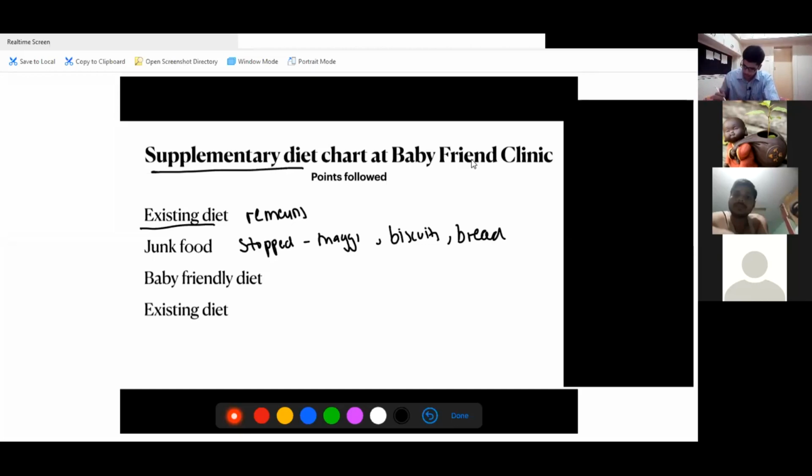And what is a baby-friendly diet? That means this diet should be friendly to the patient, in the sense the child should be in a state to accept it. Don't give a very high fashion diet, or the many things that are coming nowadays. This is only a supplementary diet, so it should be a baby-friendly diet. And again, the existing diet should not change. Then only your diet is going to help.